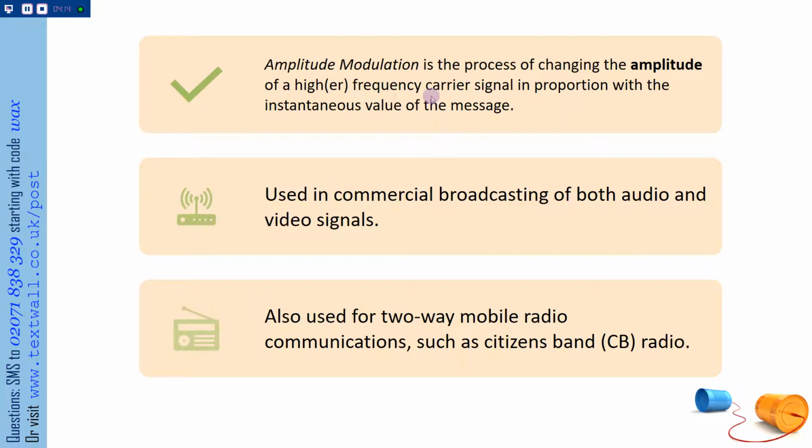So, AM, what do we mean by AM, amplitude modulation? It's the process of changing the amplitude of a carrier, which has a higher frequency, in proportion with the amplitude of a message. So the message is your baseband, your AM is your carrier. Why do we use it? As you saw in the video, it's used in commercial broadcasts. We also use it for two-way mobile radio.